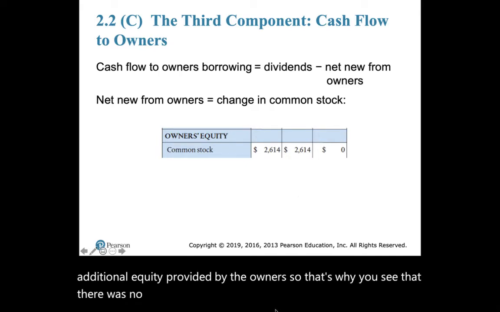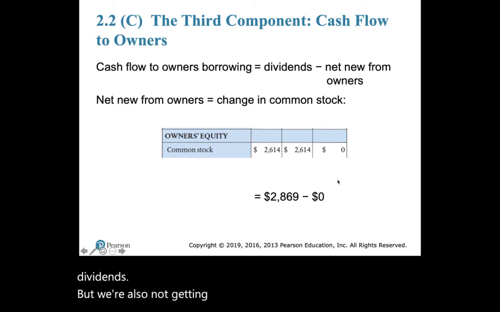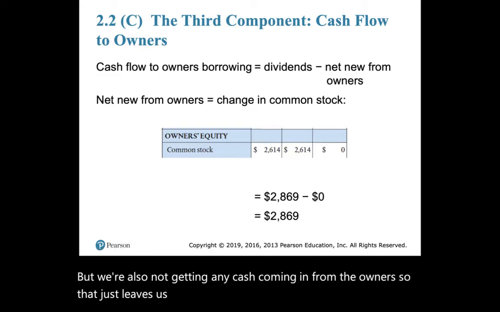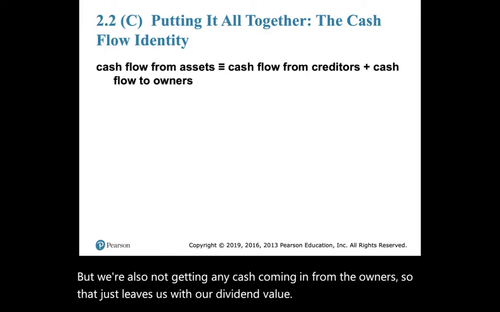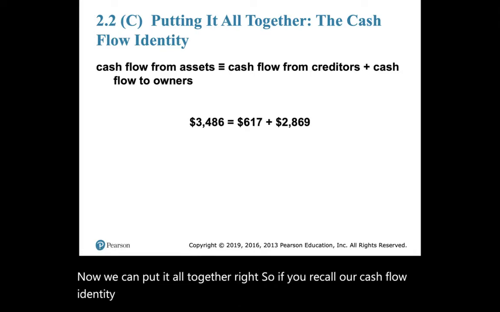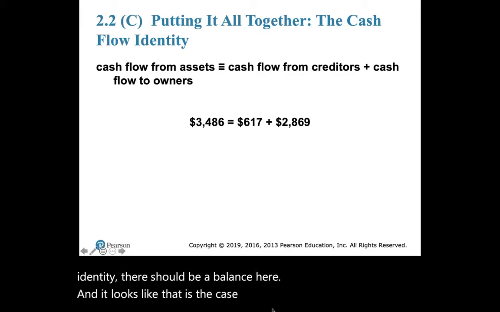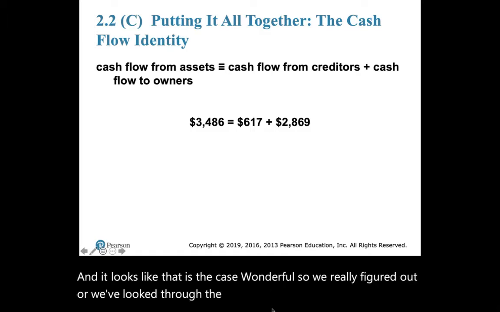So once we have those two figures, again, we have to recognize that we are paying out dividends, but we're also not getting any cash coming in from the owners. So that just leaves us with our dividend value. Now we can put it all together, right? If you recall our cash flow identity, there should be a balance here. And it looks like that is the case. Wonderful.